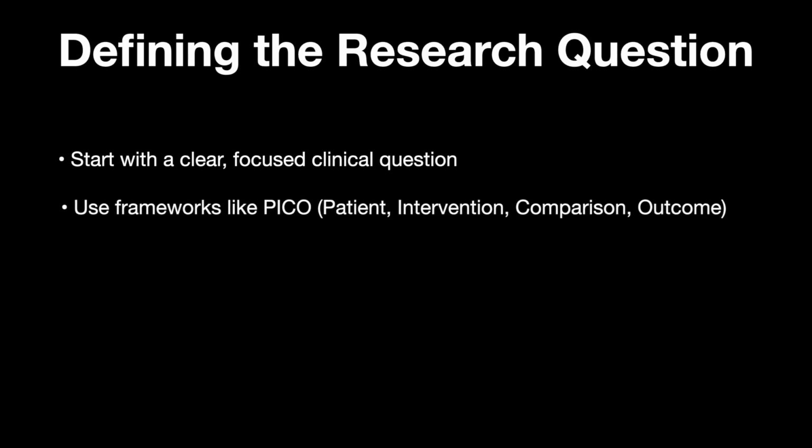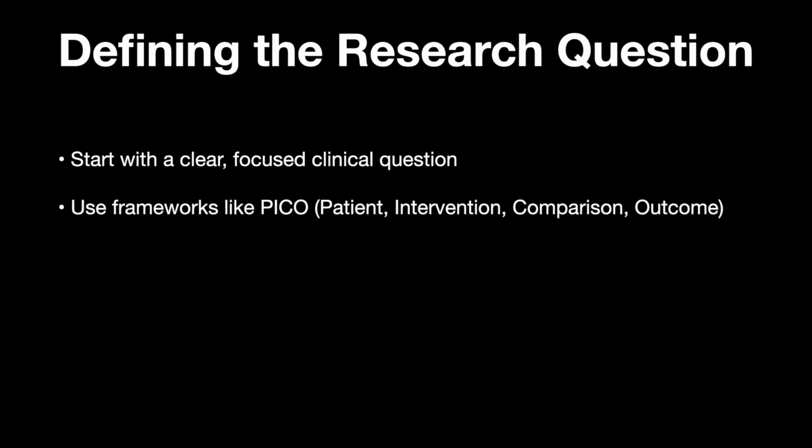So before we do a literature search, we need to define the research question. Start with a clear, focused clinical question. Without this question, you will never be able to do any kind of literature search. So use a framework like the PICO framework. You must define your patient population, the intervention that you want to search for, a comparator group, and an outcome.